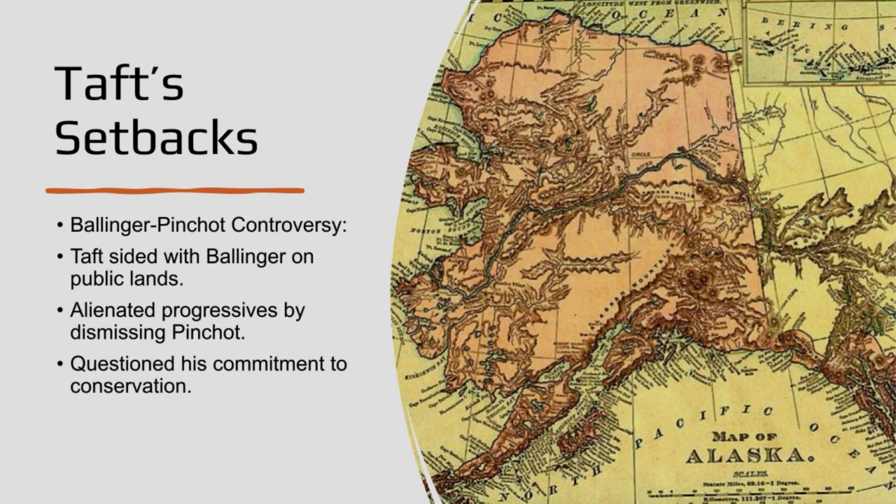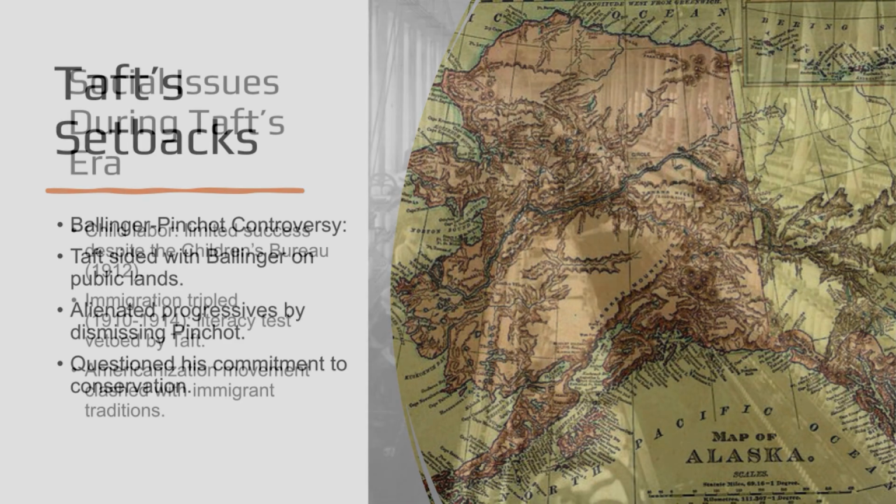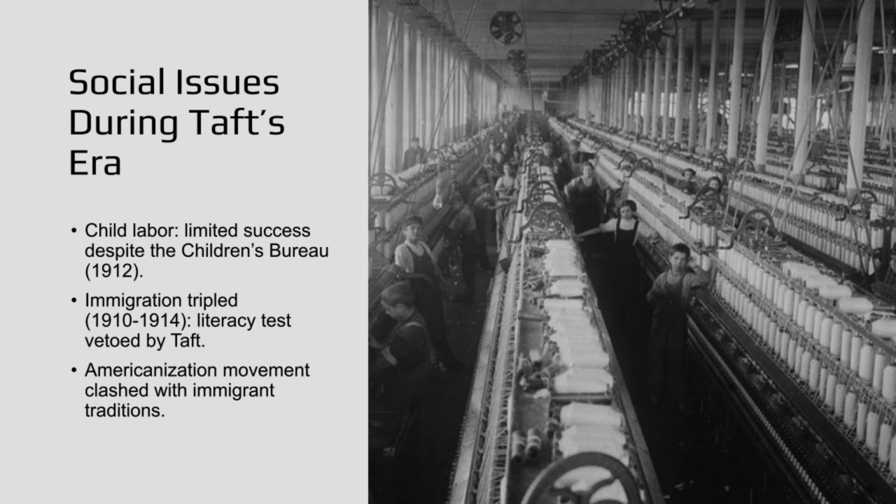One of Taft's biggest setbacks came with the Ballinger-Pinchot controversy. This was more than a policy dispute. It was a blow to the progressive movement's trust in Taft. Gifford Pinchot, a staunch conservationist and close ally of Roosevelt, accused Taft's Secretary of the Interior, Richard Ballinger, of corruption. Taft sided with Ballinger and fired Pinchot for insubordination. Progressives were outraged. Some even wrote letters to Roosevelt, who was on safari in Africa, pleading for him to intervene.